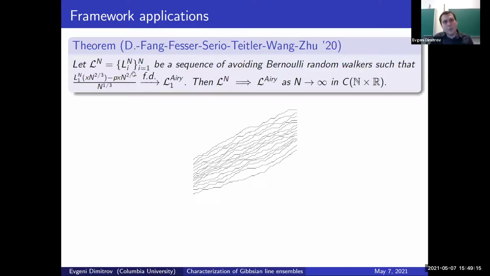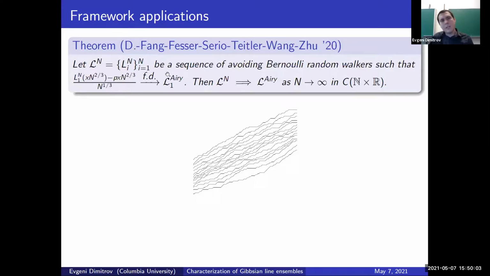So the setup is as follows. Suppose we have a sequence of avoiding Bernoulli random walkers. So you have, for each capital N, avoiding Bernoulli random walkers that start from some random initial configuration and end at some random final configuration. But inside they evolve like independent Bernoulli random walkers that are conditioned to avoid each other. Now suppose further that you know that under suitable shifts and scales, the top curve, so this top line here, converges in the finite dimensional sense to the parabolic Airy process. So based on this, you can conclude that under the same shifts and scales, even though it's not denoted here, that you need to rescale all the curves, not just the top one, the full ensemble is going to converge to the parabolic Airy line ensemble in this uniform sense.